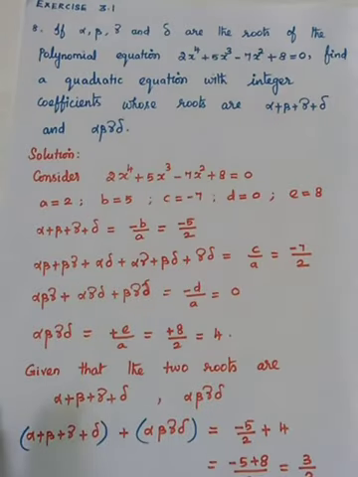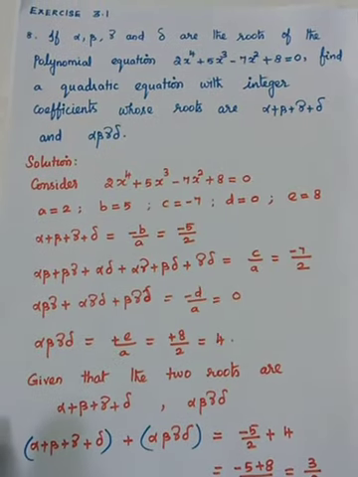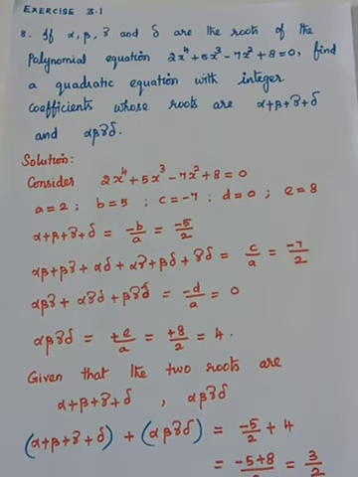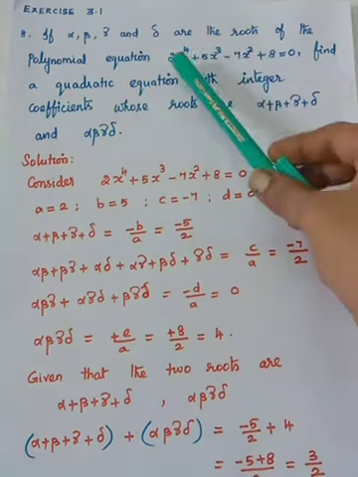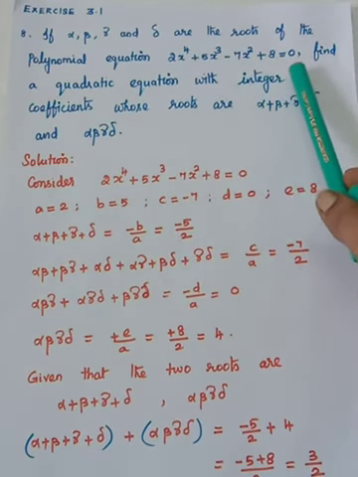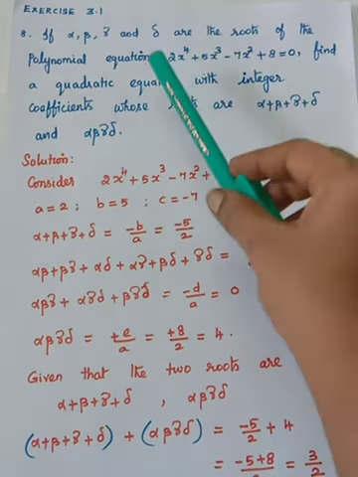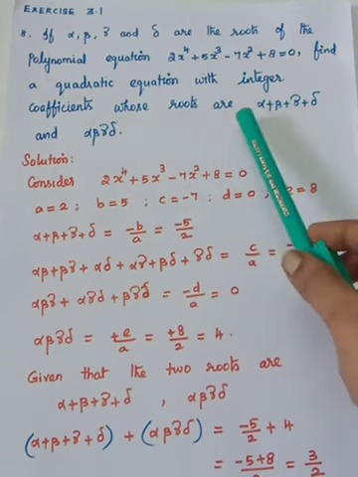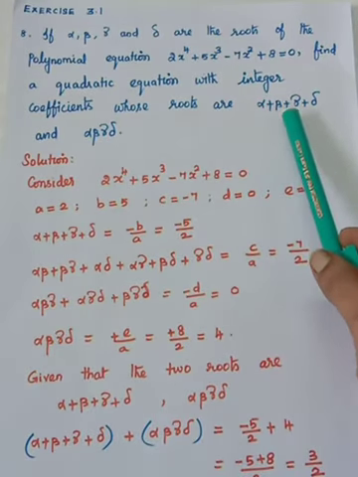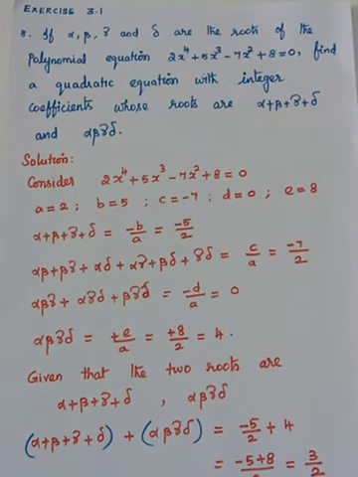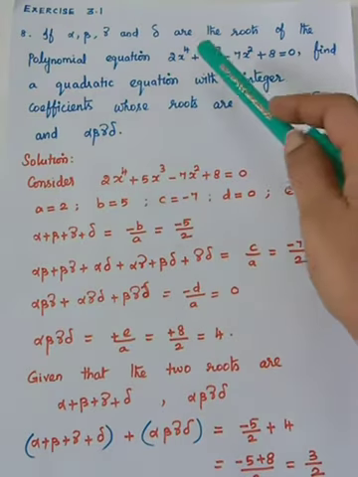We'll come to exercise 3.1, eighth problem. If alpha, beta, gamma and delta are the roots of the polynomial equation 2x power 4 plus 5x cube minus 7x squared plus 8 is equal to 0, find the quadratic equation with integer coefficients whose roots are alpha plus beta plus gamma plus delta and alpha beta gamma delta. Okay, so what is the given polynomial?